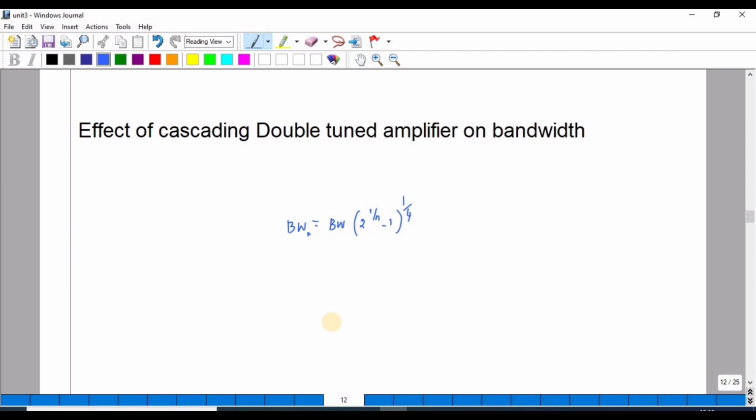Now to find the effect of cascading a double tuned amplifier on bandwidth: when n identical double tuned amplifiers are cascaded, the overall bandwidth of the system is narrowed, and the steepness of the sides of the response is increased. It is the same as for single tuned stages, therefore the bandwidth of the n stage is equal to the bandwidth of the first stage times root of 2 power 1 by n minus 1, whole power 1 by 4. So for the single tuned amplifier it is 1/2, and for the double tuned amplifier it is 1/4. That is the change. I hope this video is useful for you. Thank you very much.